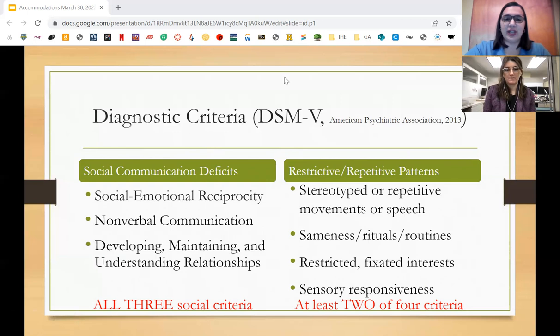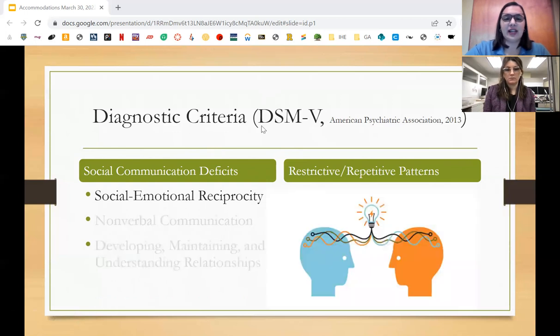We'll start with talking about the communication and social characteristics of autism. So the first one is a social and emotional reciprocity difficulty. So this can look a lot of different ways. Autism spectrum disorders show up very differently in every single person.